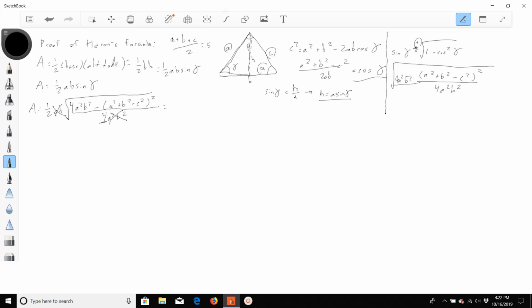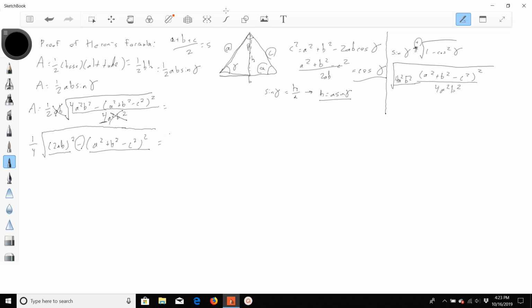So we're going to get 1/4 the square root of, and I'm going to write this 4a squared b squared as (2ab) squared minus (a squared plus b squared minus c squared) squared. And basically, we're going to be doing the difference of squares like 3 times probably on this. So this is a square. This is a square. We're subtracting. We have the difference of squares.